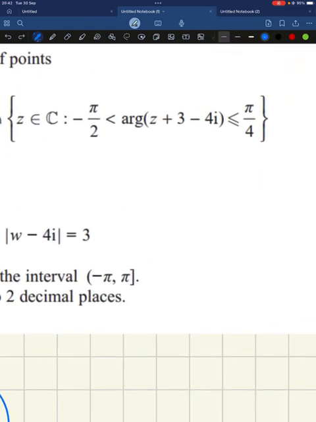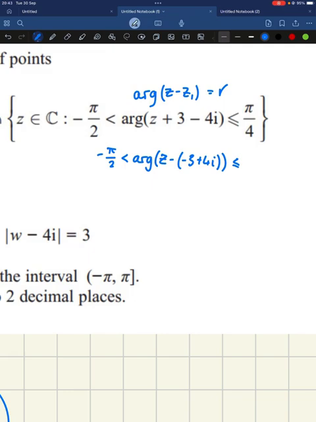Now let's look at the next bit. We've got the argument, so we know it's going to be in the form the argument of z minus z1 is equal to r, and we can have two values of r. First minus pi by 2 and then pi by 4. So if we rewrite this, we'll have minus pi by 2, argument of z minus z1, which is going to be z minus 3 plus 4i. So we're going to have this.